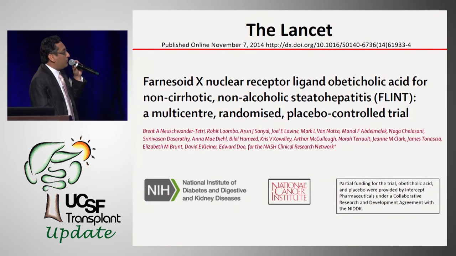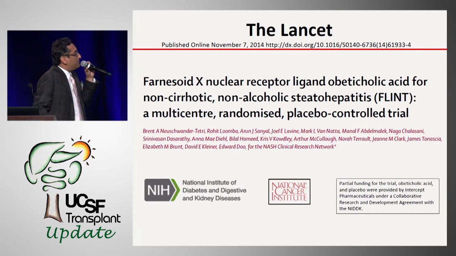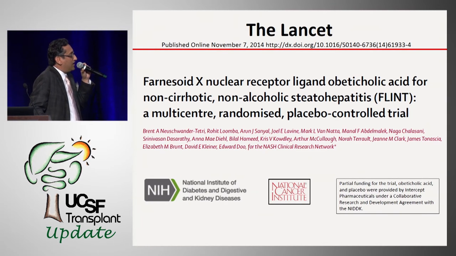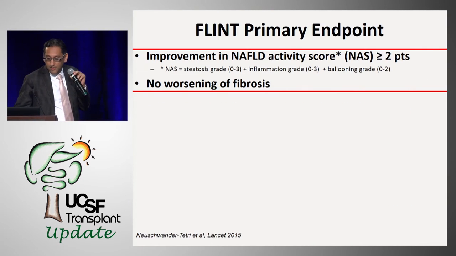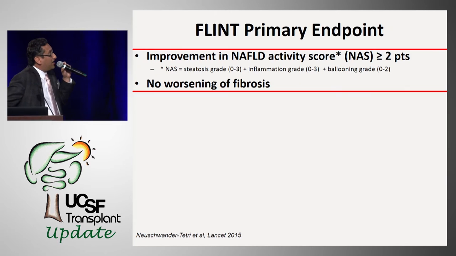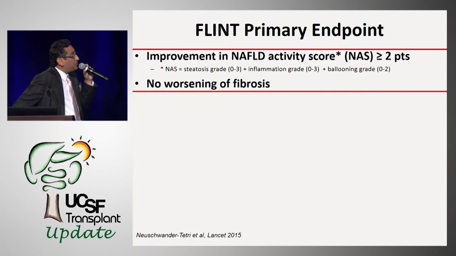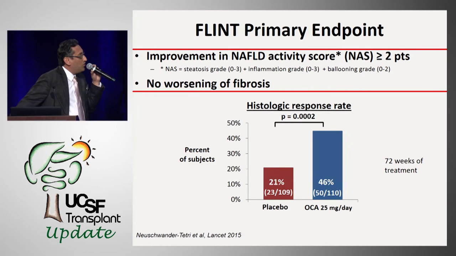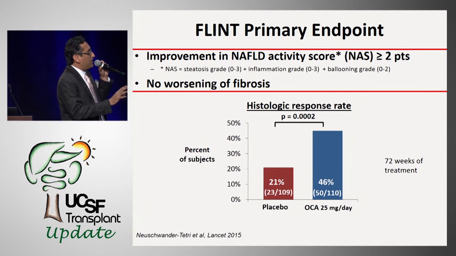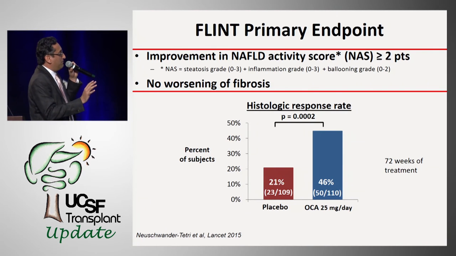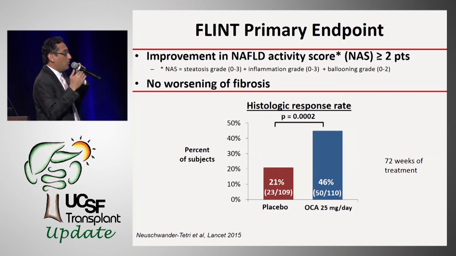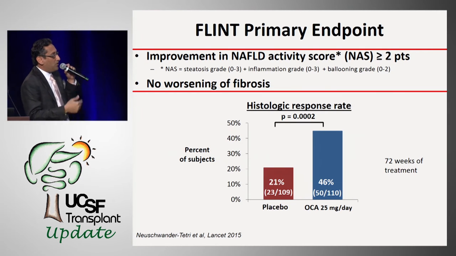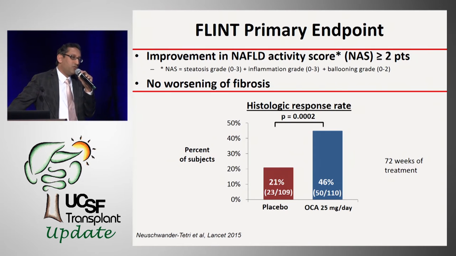Our group's paper from NASH CRN was published this year. It's on an FXR receptor ligand for non-cirrhotic non-alcoholic steatohepatitis, which is the FLINT trial. Our primary endpoint was improvement in NAS score by greater than 2 points and no worsening of fibrosis. If we compare obeticholic acid 25 milligram versus placebo, 46% of patients in the obeticholic arm achieved the primary outcome, compared to 21% on placebo. The duration of the trial was 72 weeks.